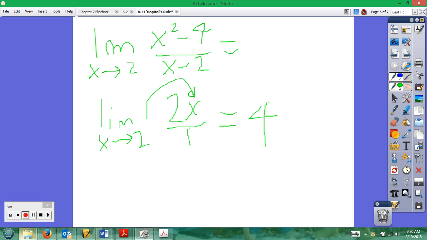Remember, x squared minus 4 would be a difference of 2 squares. So it would be x plus 2 times x minus 2. The x minus 2's cancel. You're left with an x plus 2, and 2 plus 2 is 4. So it works. It also works really as a shortcut on that infinity rule that we discussed in class.